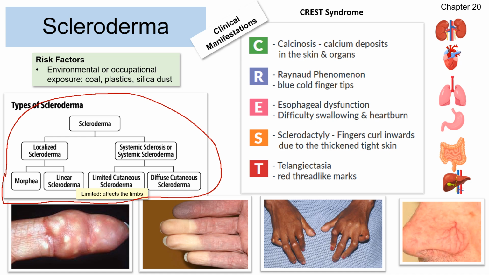Clinical manifestations, you can refer to the CREST syndrome. C for calcinosis, R for Raynaud phenomenon, E for esophageal dysfunction, S for sclerodactyly, and T for telangiectasia. Okay, so calcinosis is going to be this picture right here with calcium deposits not only in the skin but in the organs. So this is causing major damage. When it's on the skin, they're going to be these little bumps. They kind of look white.